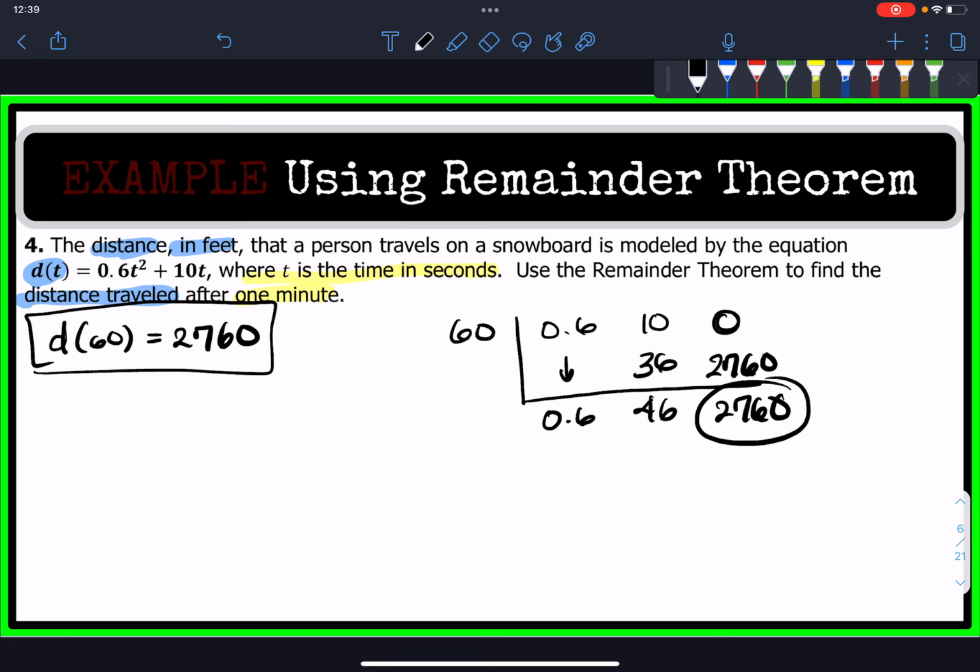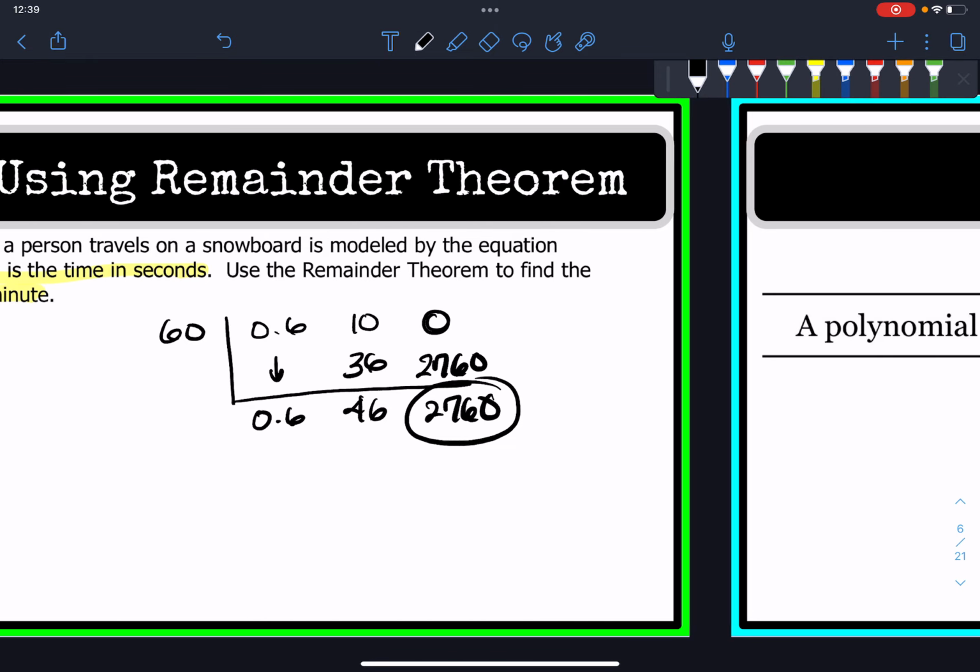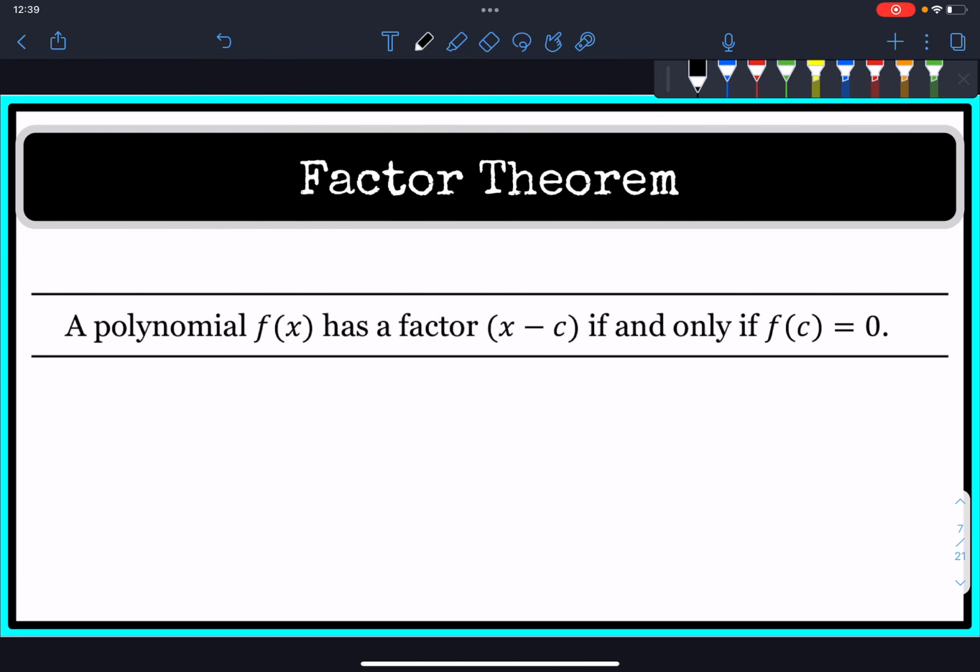Now, what happens if the remainder is 0? In those types of situations, we rely on what's called the factor theorem. A polynomial function, again, has to be a polynomial, has a factor of x minus c if and only if the remainder is equal to 0. In other words, if I use synthetic substitution and get that the result is 0, meaning that the last term, the remainder, is equal to 0, that means that x minus c is a factor. It divides your polynomial without a remainder.